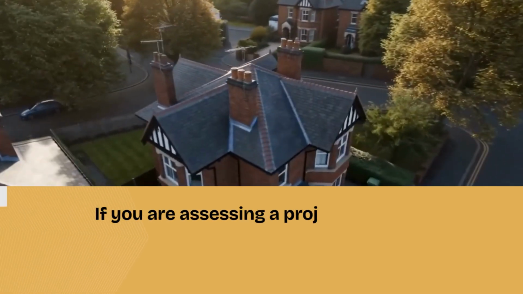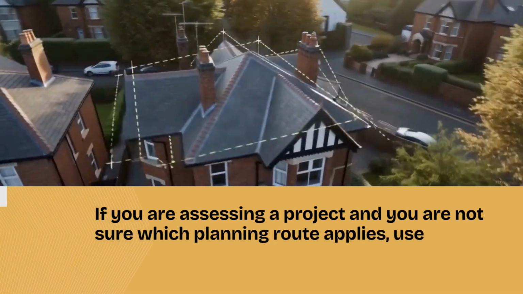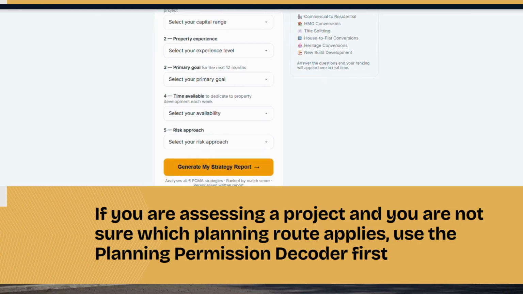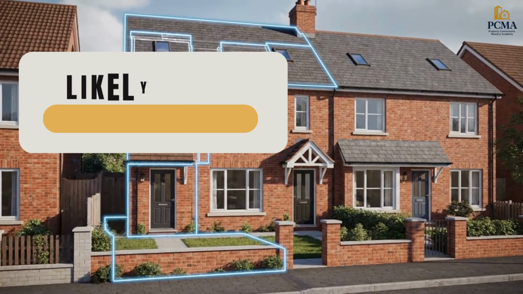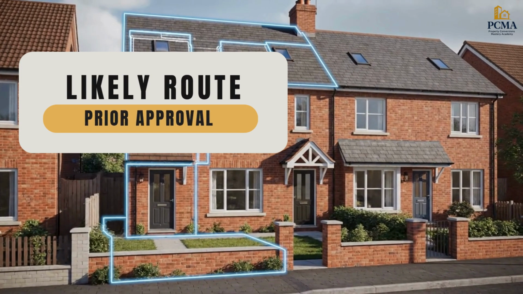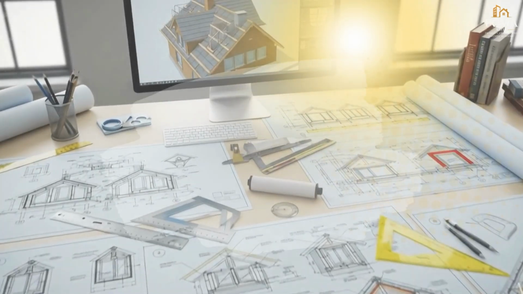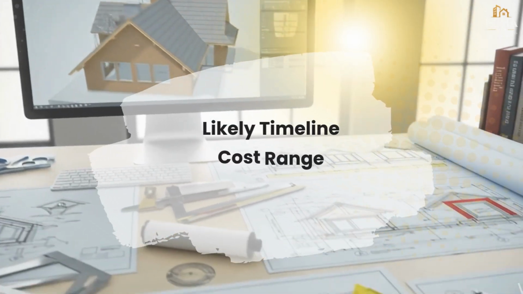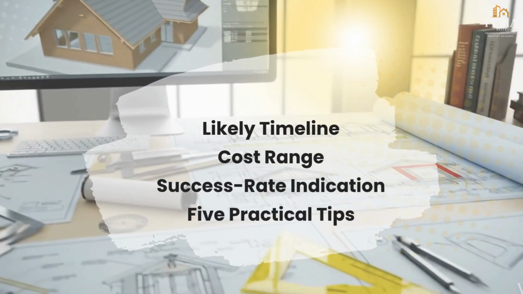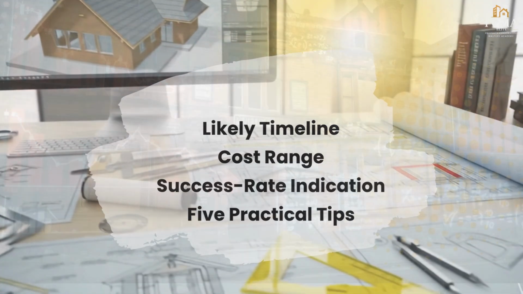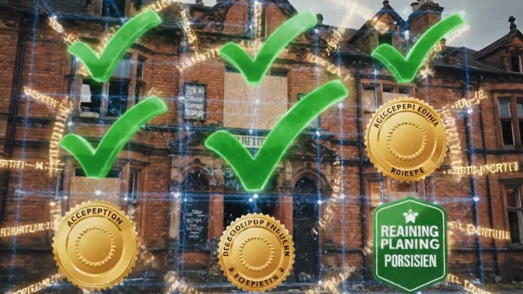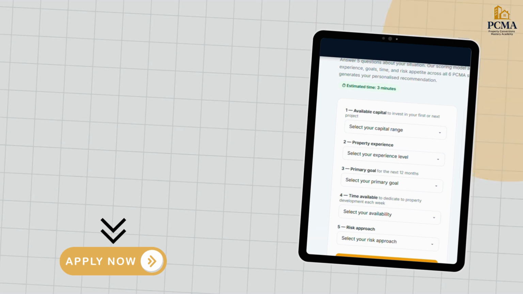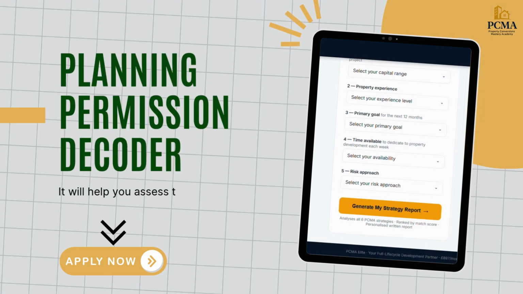If you are assessing a project and you are not sure which planning route applies, use the Planning Permission Decoder first. Answer 6 questions about your project and get a clear recommendation on whether the likely route is permitted development, prior approval, full planning permission, a lawful development certificate, or Class Q. You will also see the likely timeline, cost range, success rate indication, and 5 practical tips to improve your application. This is designed to help you avoid guessing, avoid the wrong route, and make a clearer decision before committing time or money.